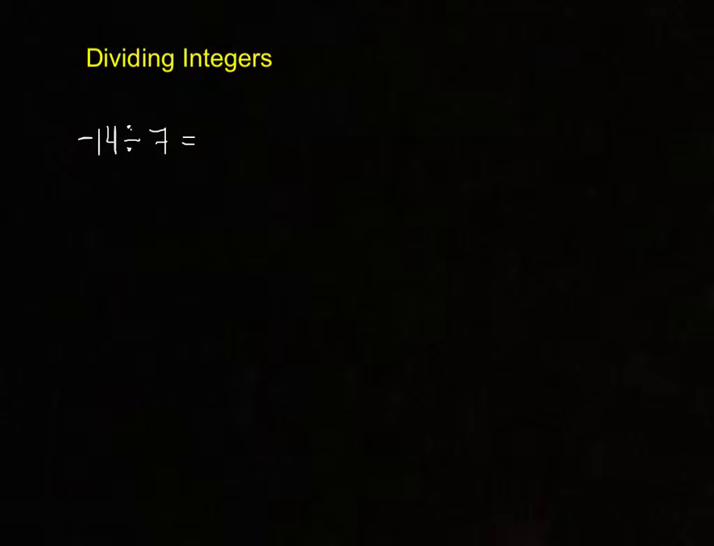In this video we're going to be looking at dividing integers. Just like with rational numbers and multiplying integers, we have to look at how many opposites we're dealing with. In this case, we're only dealing with one opposite. So as we look at this problem, the information here is -14 divided by 7.